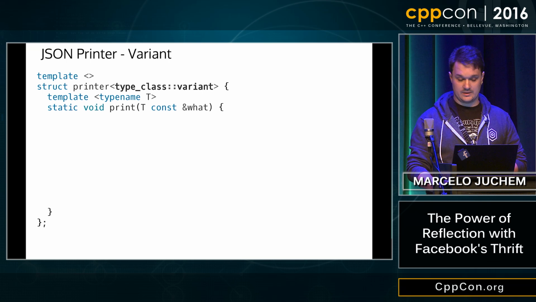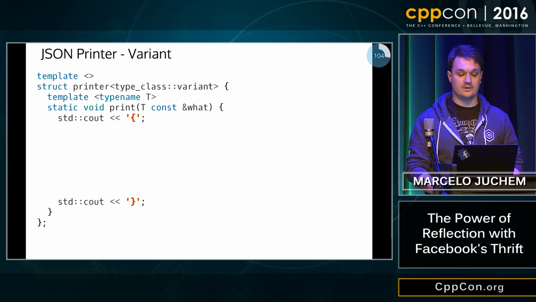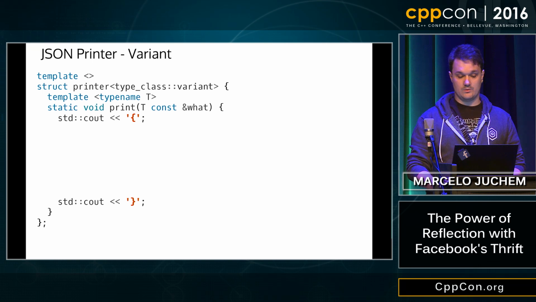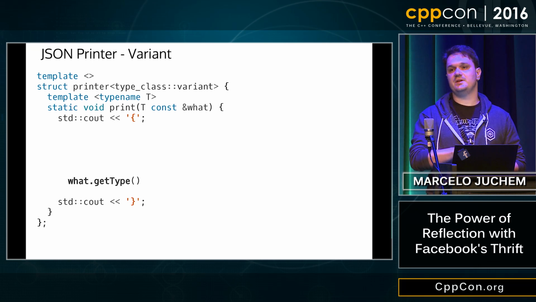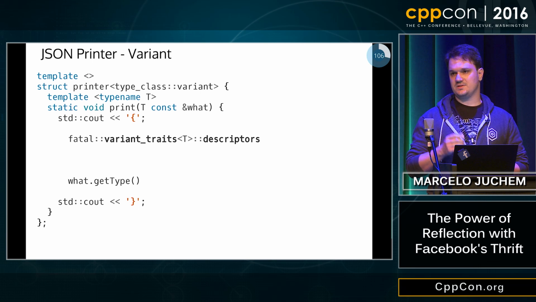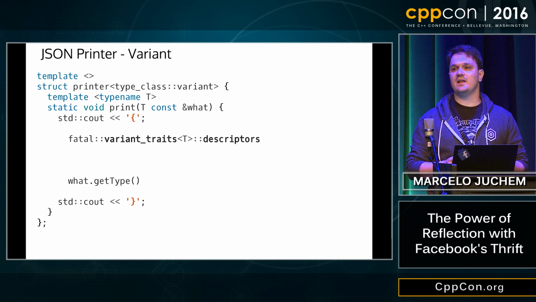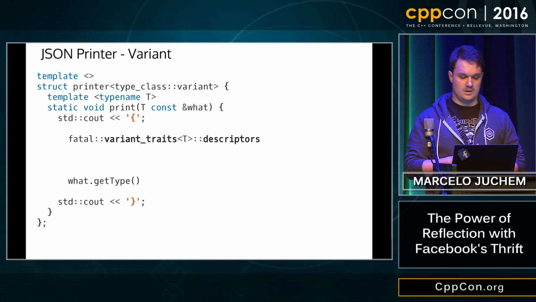So let's take a look at how we implement the printer for the variant then, with that information in mind. We write the braces, and from the type that's stored there, this is an enum value. This is a runtime value. We want to figure out what's the descriptor for this particular member that's stored in the enum. And this is a type. So we have to go from a runtime value to a type. But the problem is that at runtime you don't have type information, right? So how do you figure that out?